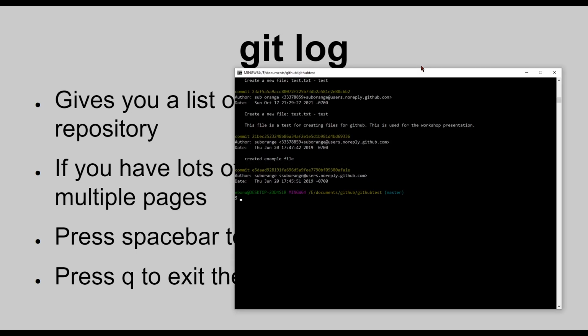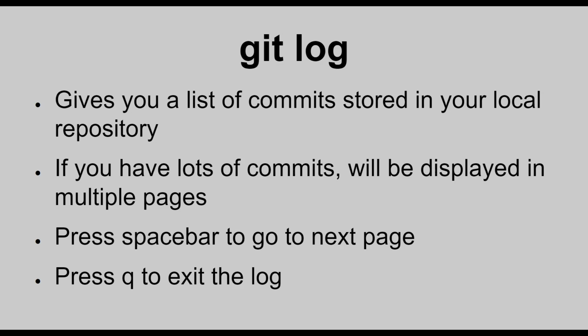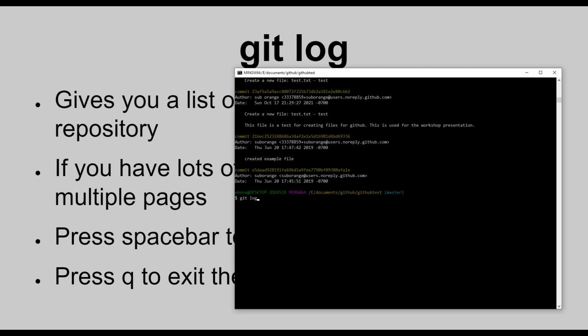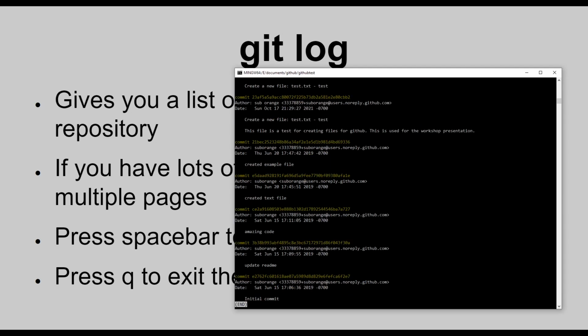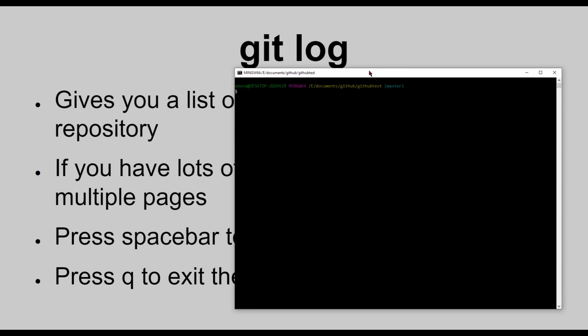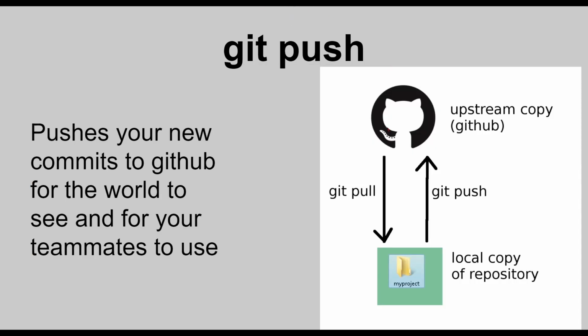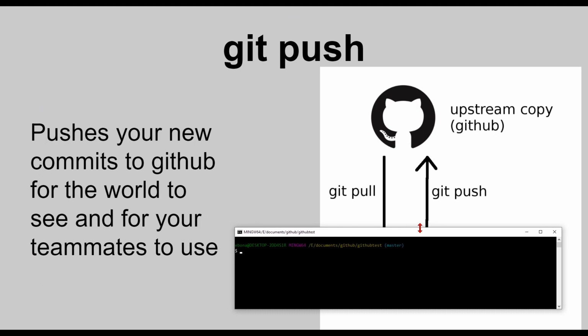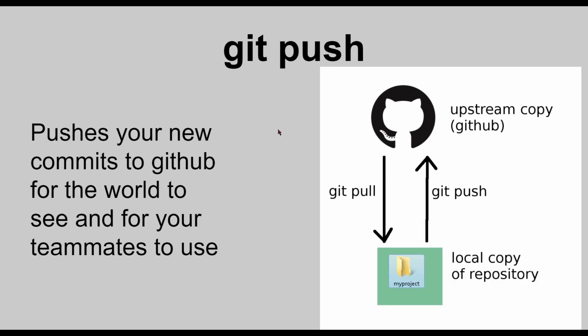Oh, press Q to exit the log. Thank you, Jin. Okay. Spacebar will take you to the next page. Press Q to exit the log. So just to show you, if we type that again, you can hit space. It's the end. Hit Q. You can type clear to clear everything. Make this guy small again.